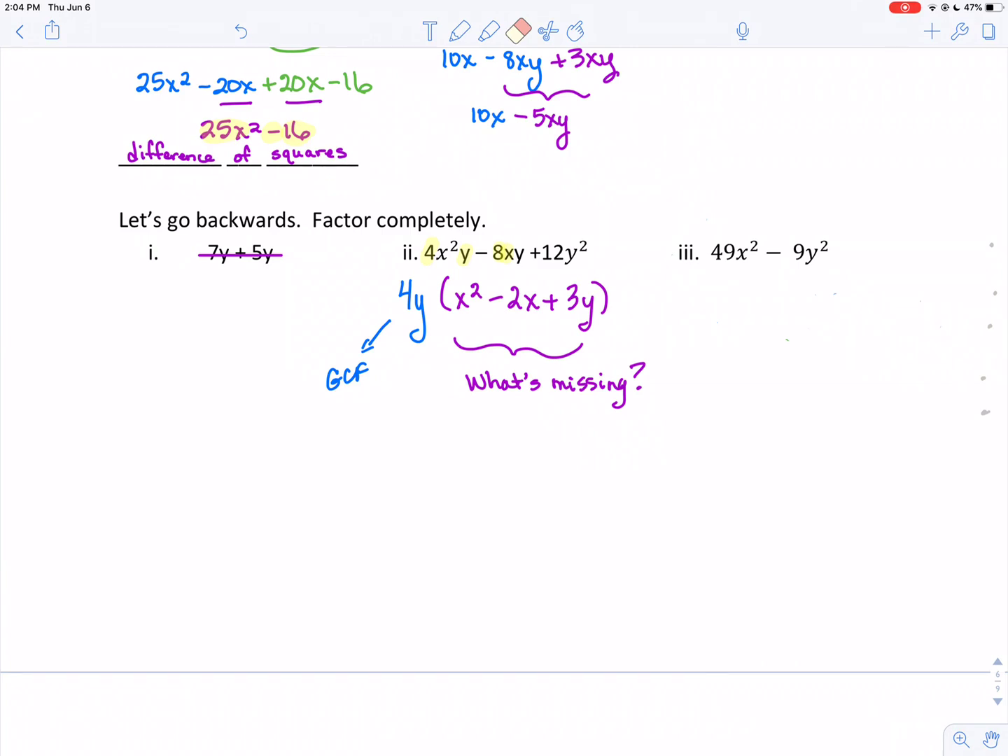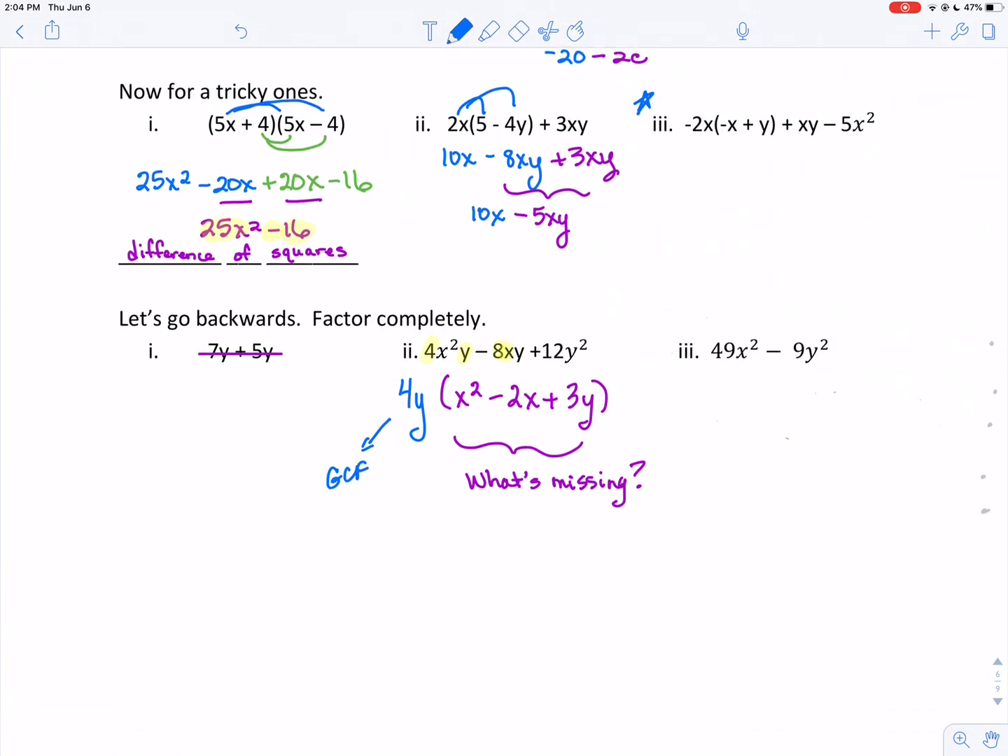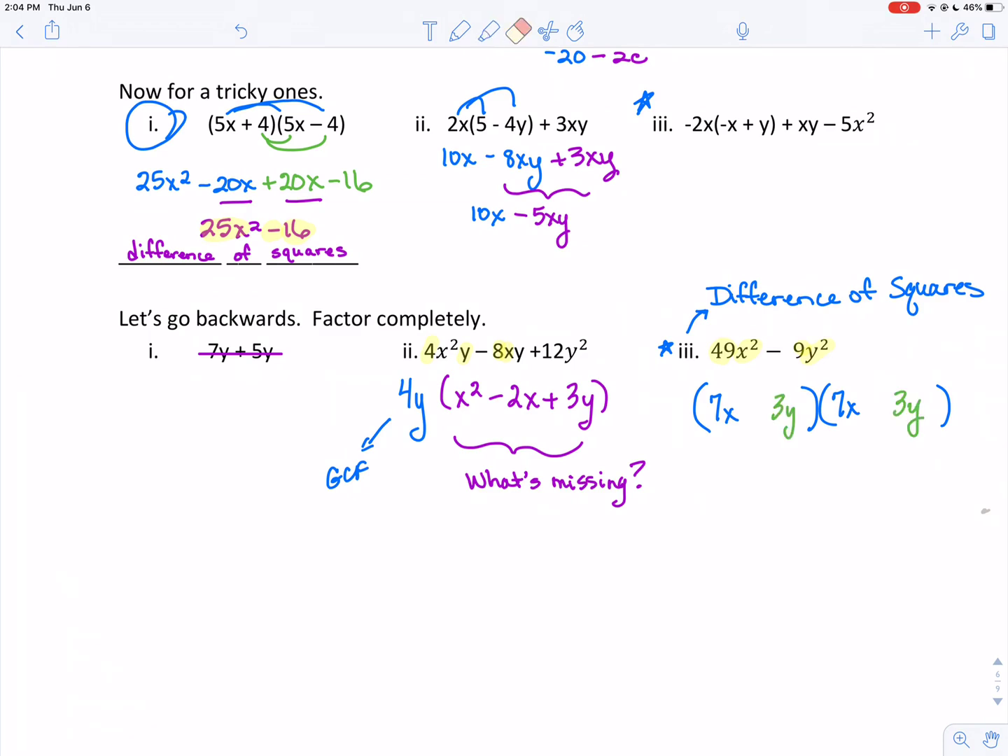Number 3 is a special type of problem. It looks very similar to the first one that we did up here. And therefore it's called a difference of squares because it has a difference and it has squares. So first write our parentheses, and then we're going to find the square root of 49 and the square root of x squared and put it in the left-hand side because that's where the 49x squared is. We'll do the same thing with the 9 and the y squared and get 3y squared. And finally, one is a plus and one is a minus.